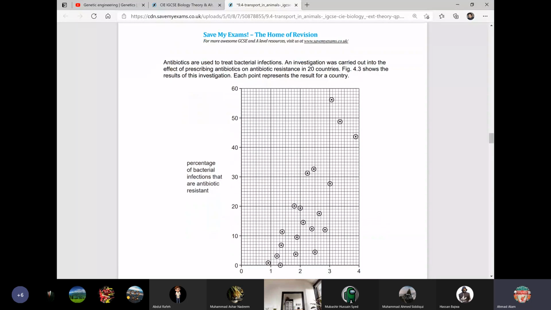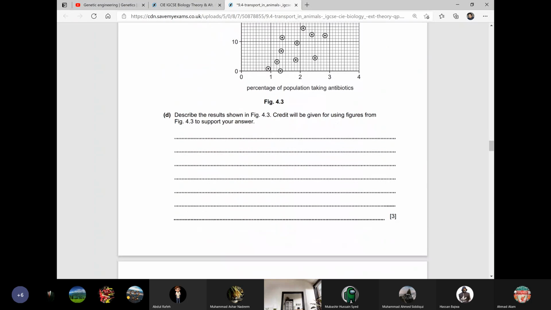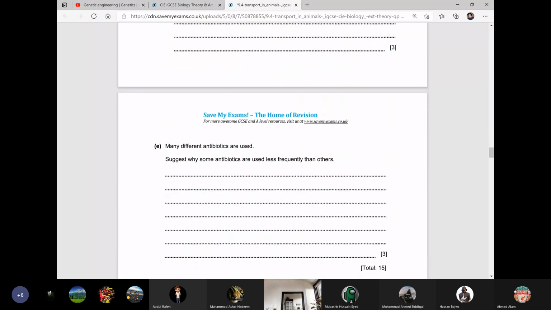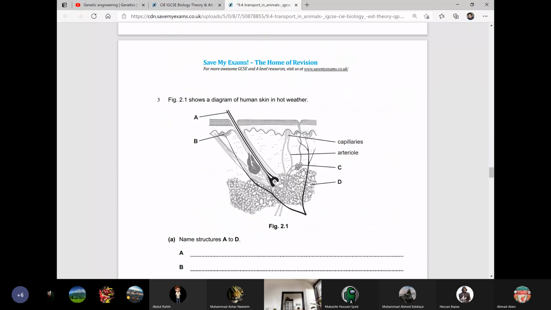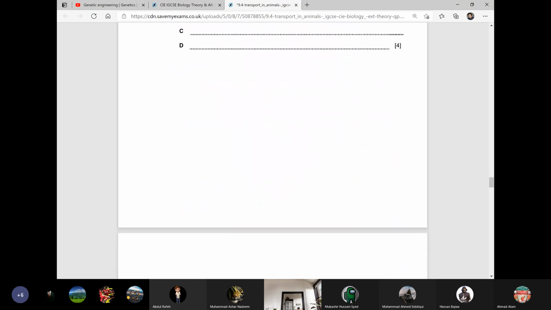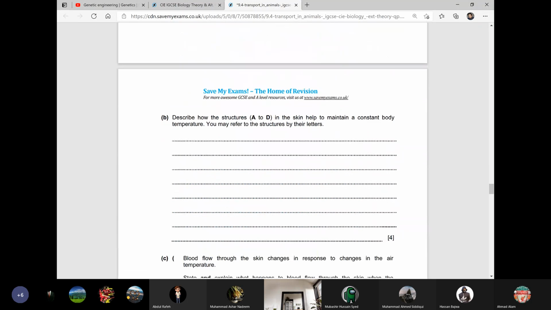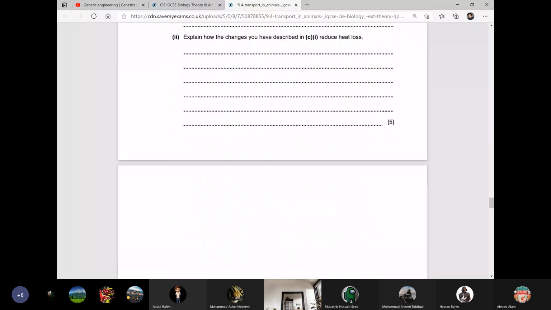Next question. Antibiotics are used to treat bacterial infections. Now, guys, about the drugs, this will come in grade 9, inshallah. Antibiotics are related to drugs. This is also related to grade 9. Yeah, this question is also related to grade 9.